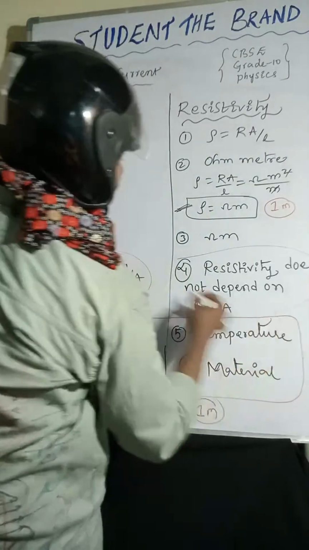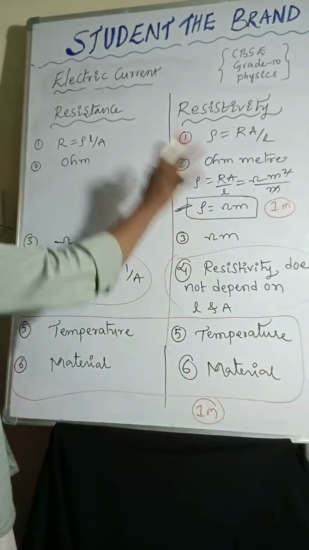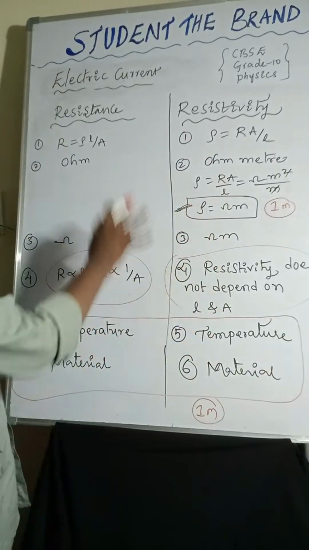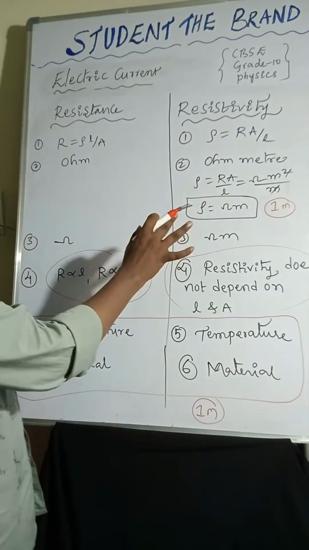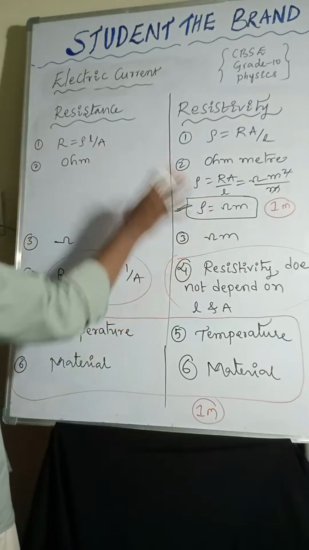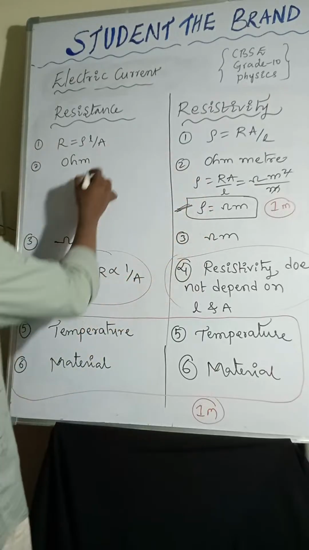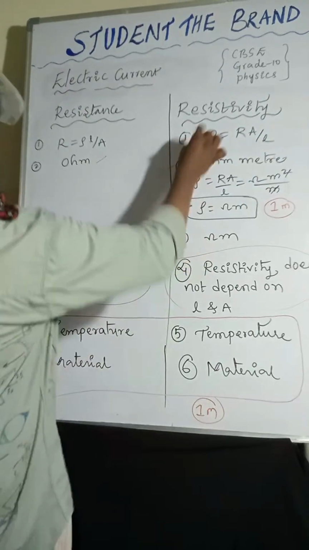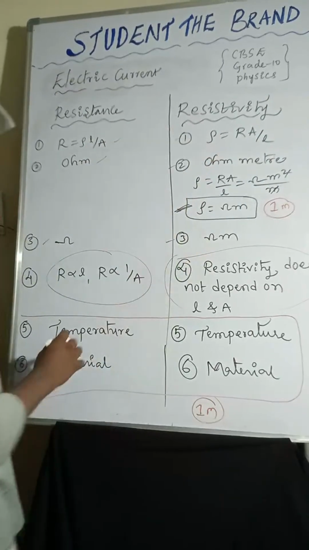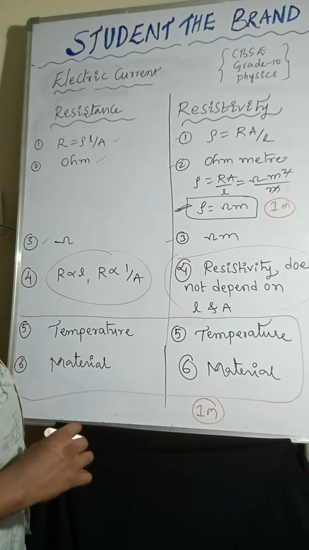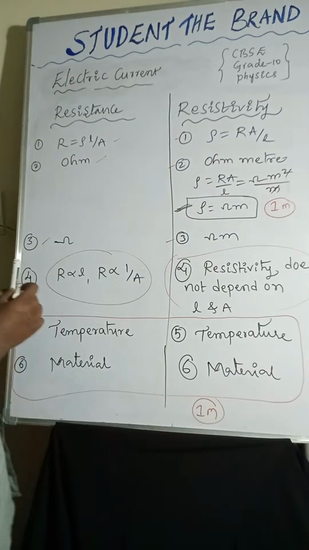Each and every point, whatever I wrote on the board, is very important. All points are very important. The SI unit is very important. The symbol is very important and the dependent formula is very important. Based on that, they will also ask problems.